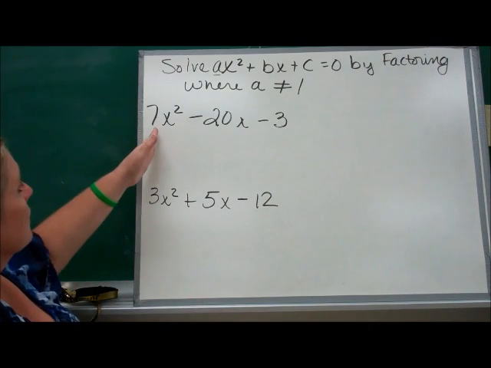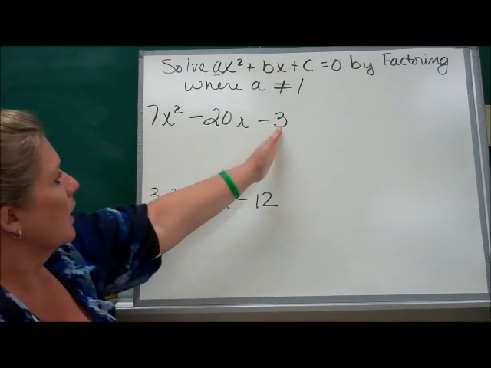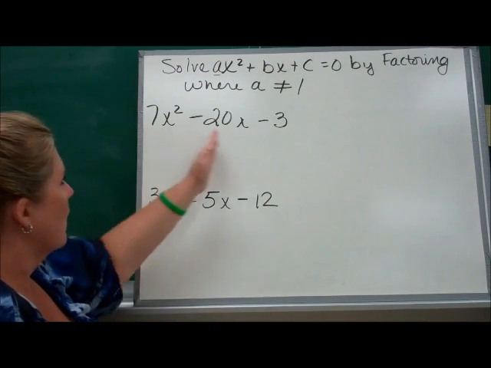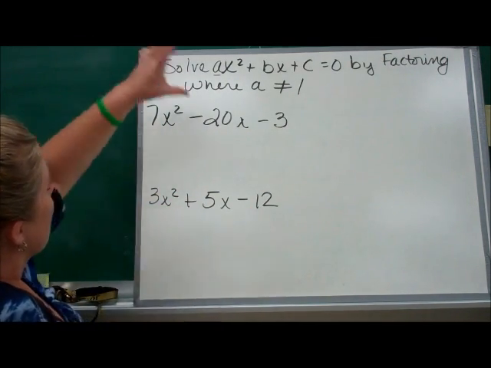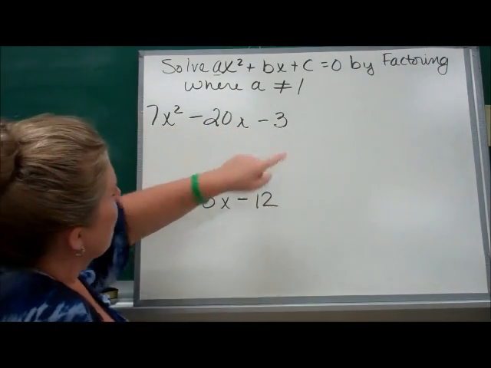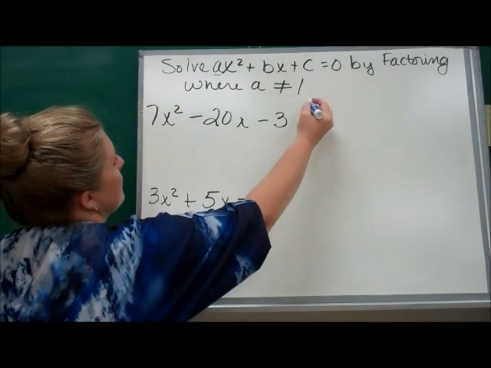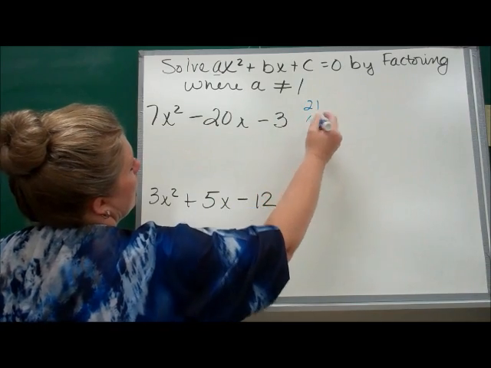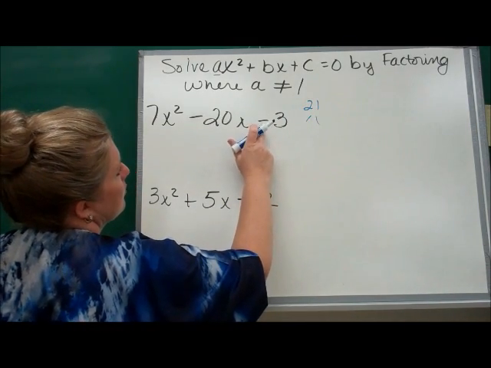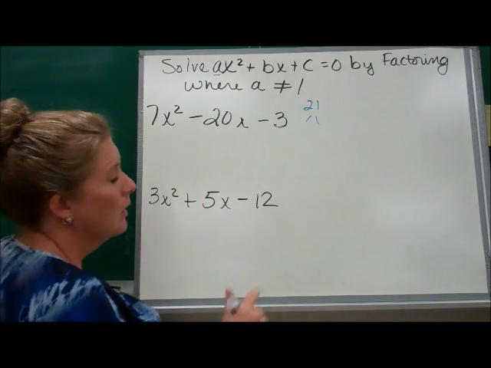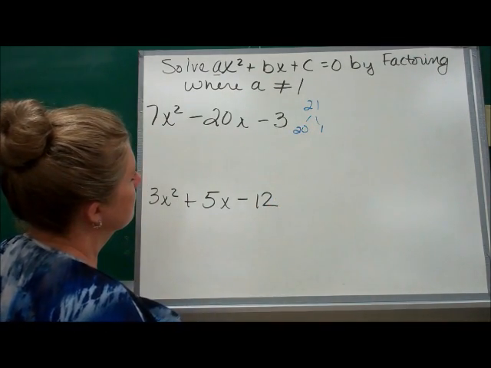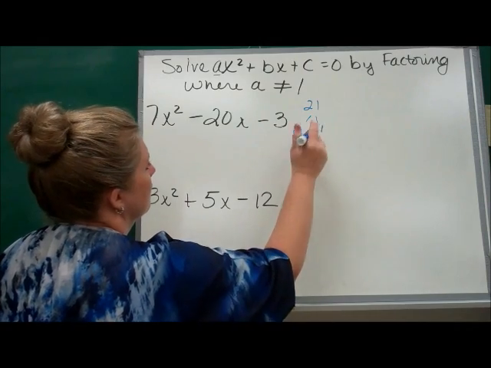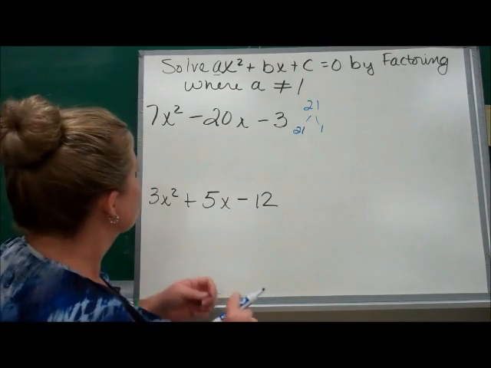Okay, but just starting with that, look for the greatest common factor. I don't have one for this first example. So carry on. 7 times 3 is 21. What are the factors of 21 that'll subtract to 20? Well, that's 20 and 1. Oh, no, 21 and 1.